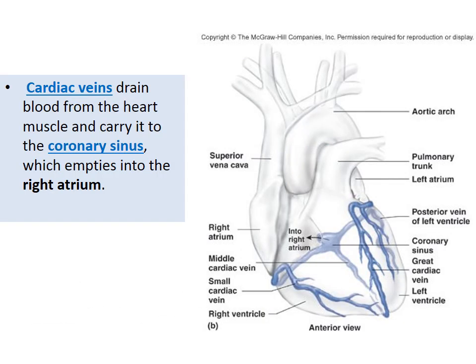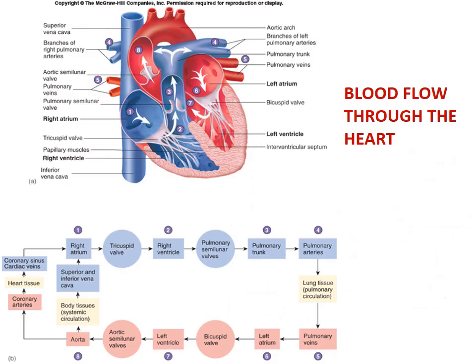Blood that is being supplied to the cardiac tissue by the coronary arteries then has to be returned to the venous circulation. So the cardiac veins will return that blood from the coronary arteries, and remember that it's going to bring it back to the right side of the heart, to the right atrium, through the coronary sinus.